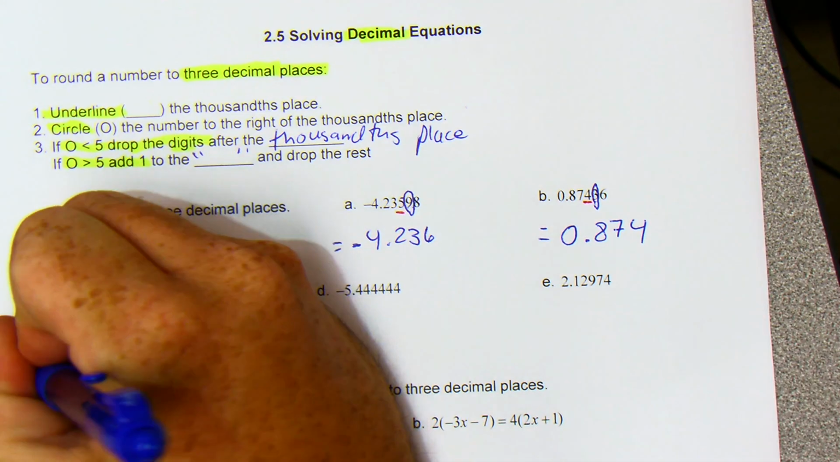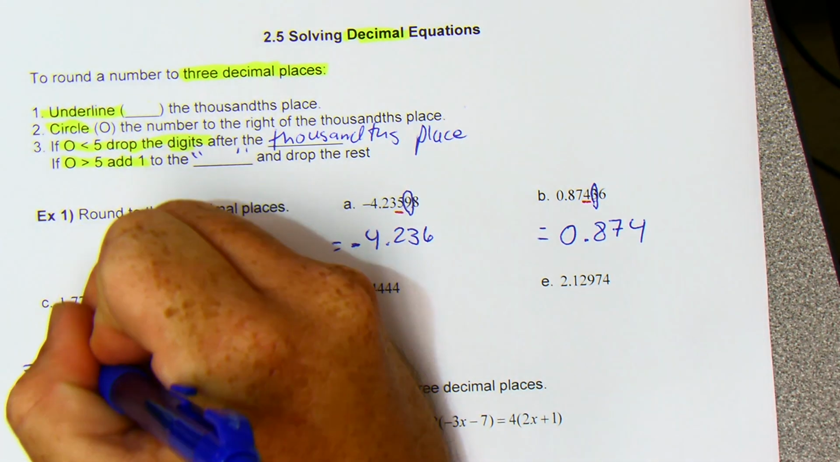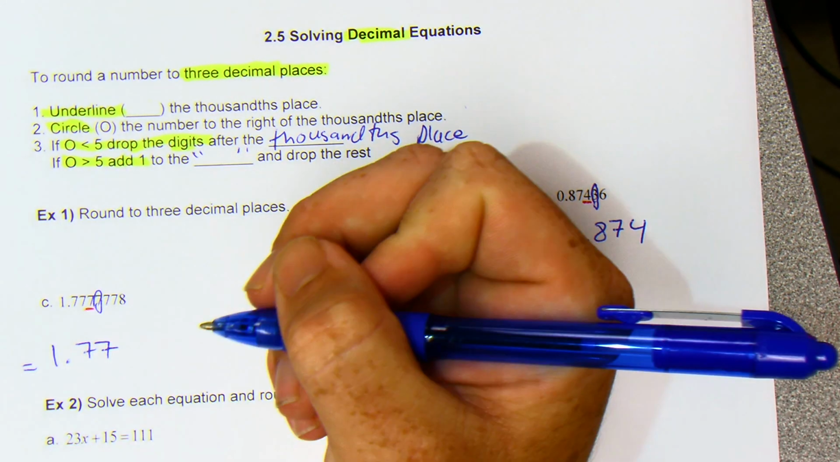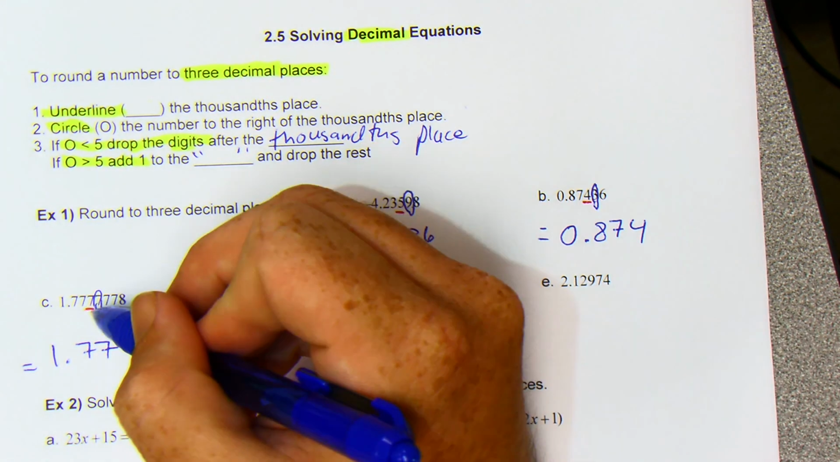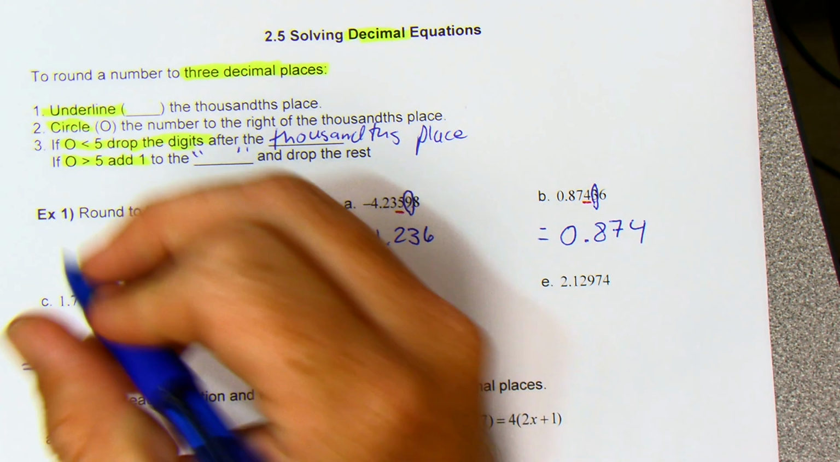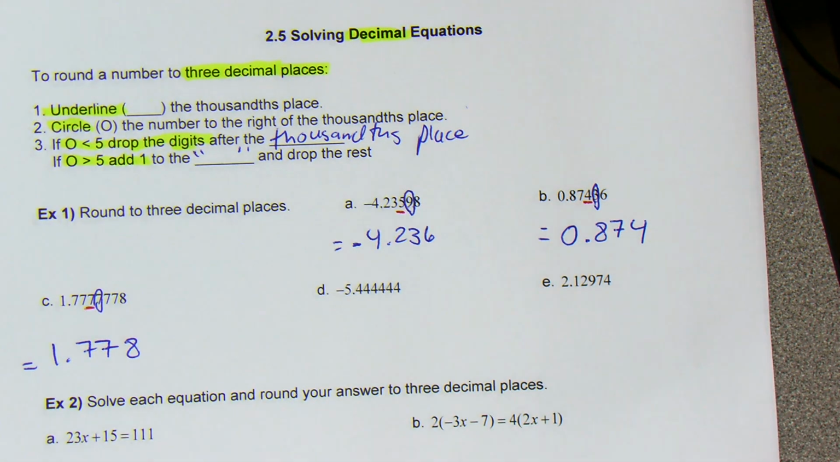So my new decimal will be 1.77. And now I add 1 to my thousandths place. Right now my thousandths place is 7. So I add 1 to that, which is 8, and then I drop the rest.